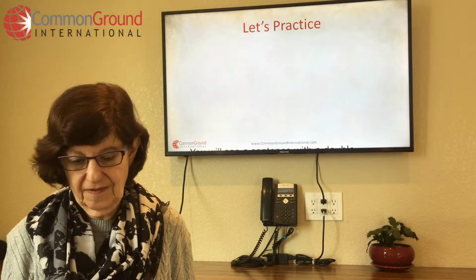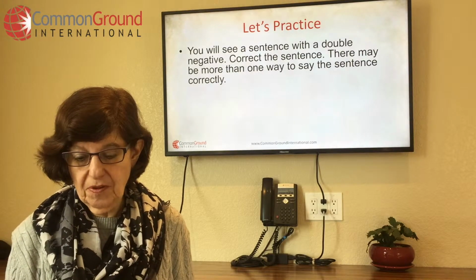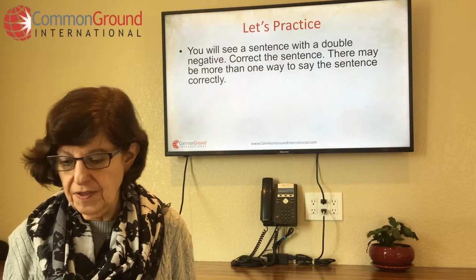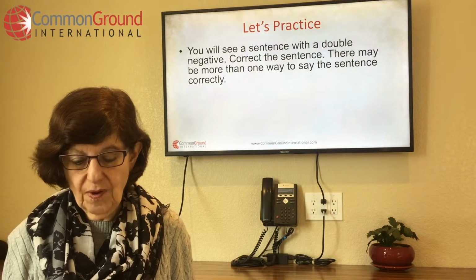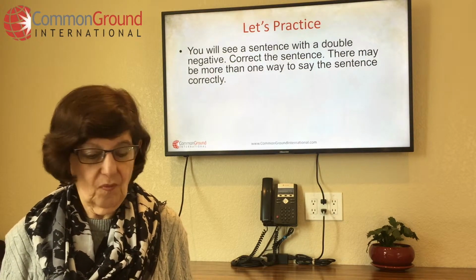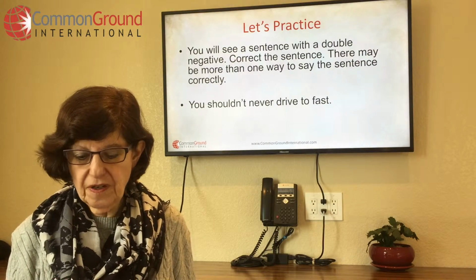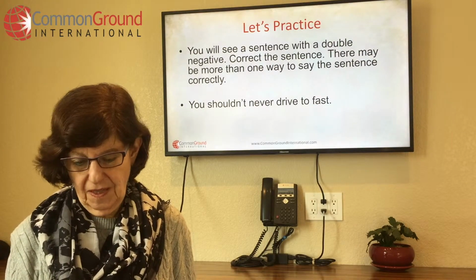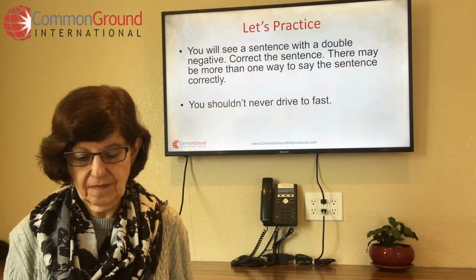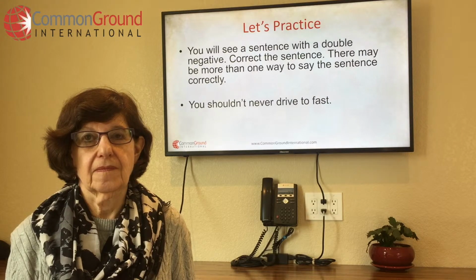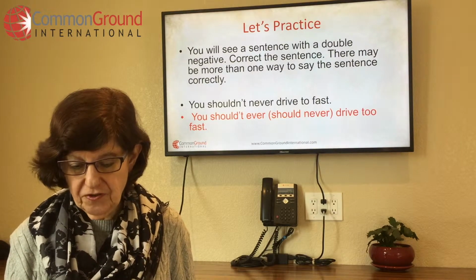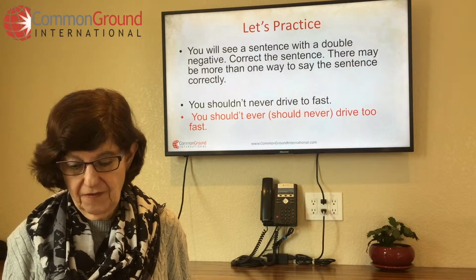So let's practice. You will see a sentence with a double negative. Correct the sentence. There may be more than one way to say the sentence correctly. I'll give you both ways, or more than one way. Let's begin. You shouldn't never drive too fast. Spelled too wrong. I should know better. T-O-O fast. T-double-O fast. You should say, you shouldn't ever drive too fast, or you should never drive too fast.